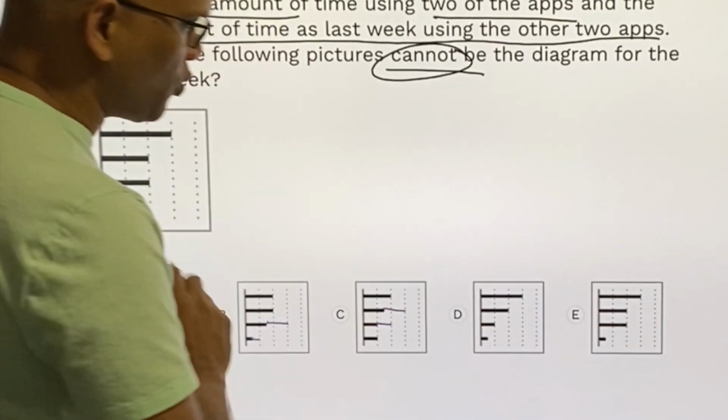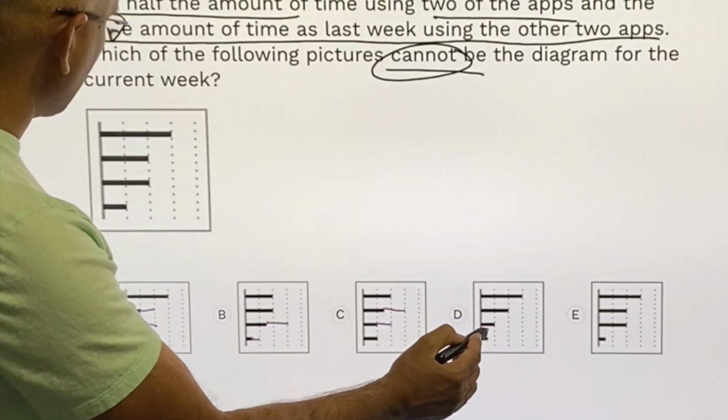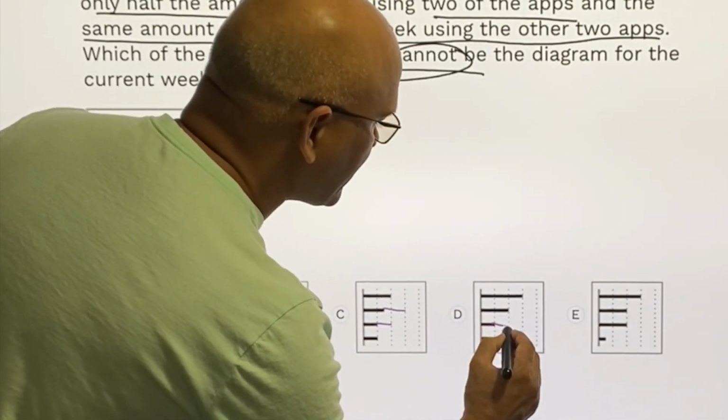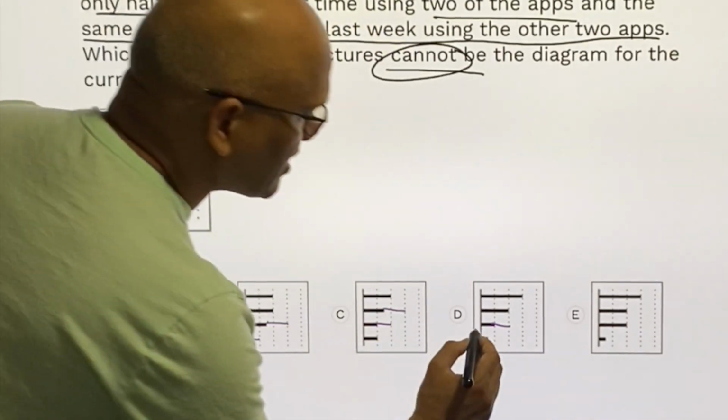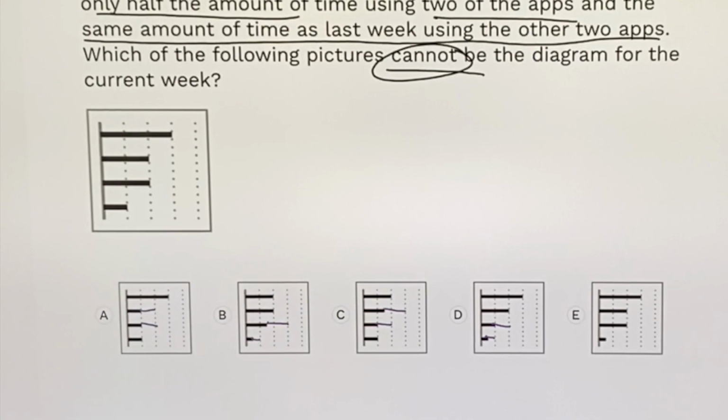All right, let's check this one here. So this is 3, this is 2, this is 1. I can extend it like this here, and I can extend this like this here. So this is also a possible choice for the current week.